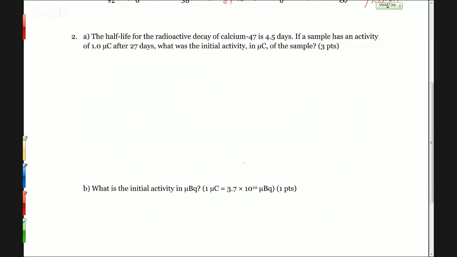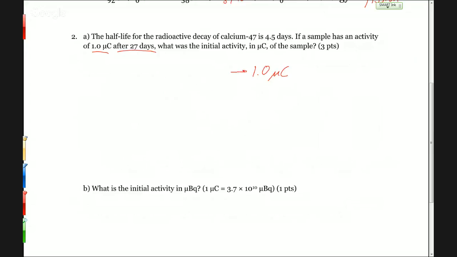The half-life is 4.5 days. That means it breaks in half every 4.5 days. Rather than starting at a certain amount, we say after 27 days, it's at 1 microcurie. So that means at the end of 27 days it is 1 microcurie. What did it start as? What was the initial activity at the beginning? So how many half-lives is 27 days? It's 6 half-lives, because it's 4.5, then 9, and so on. So 6 half-lives.